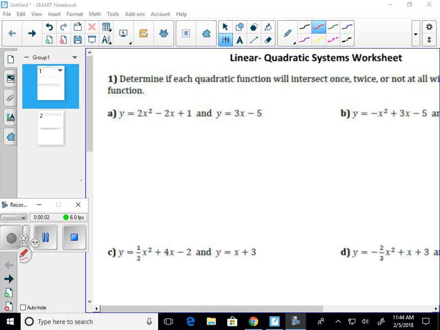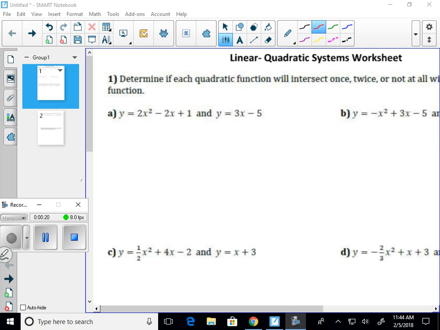We're going to talk about how to determine how many solutions, or how many times a quadratic function and a linear function will intersect. We're going to need to use our determinant. The determinant, remember, you can get a positive, a negative, or 0.